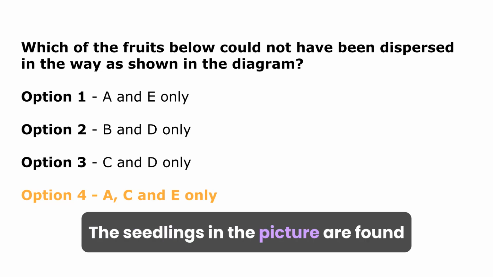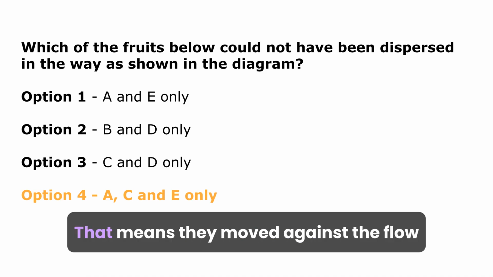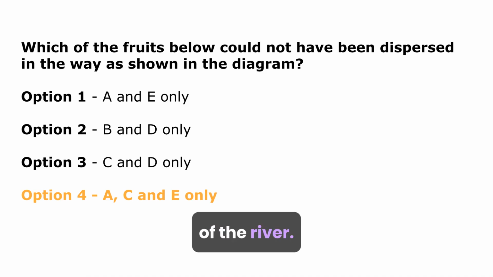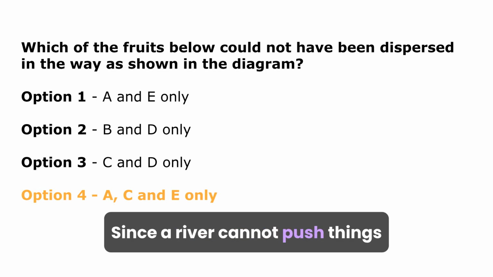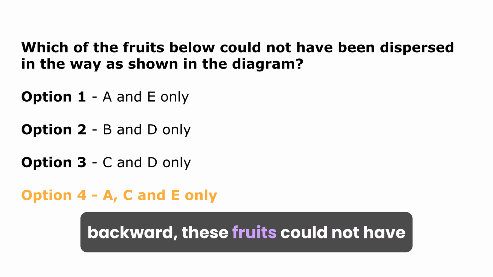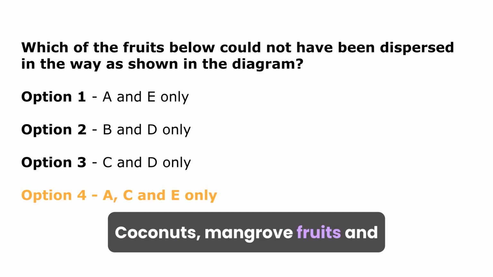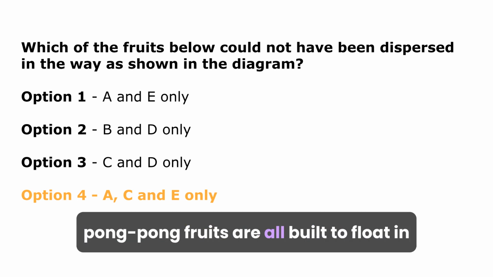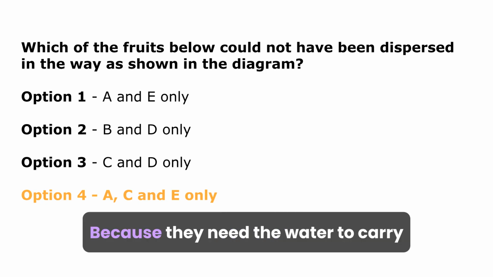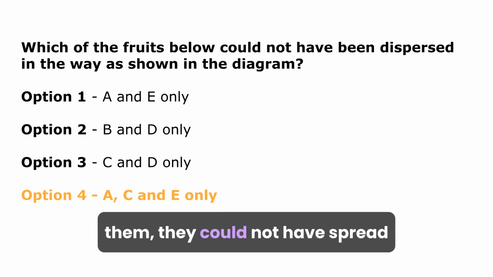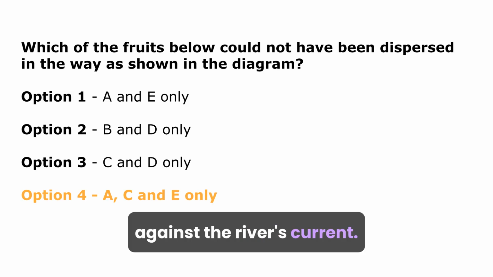The seedlings in the picture are found upstream. That means they moved against the flow of the river. Since a river cannot push things backward, these fruits could not have been moved by the water. Coconuts, mangrove fruits, and pong-pong fruits are all built to float in water. Because they need the water to carry them, they could not have spread against the river's current.